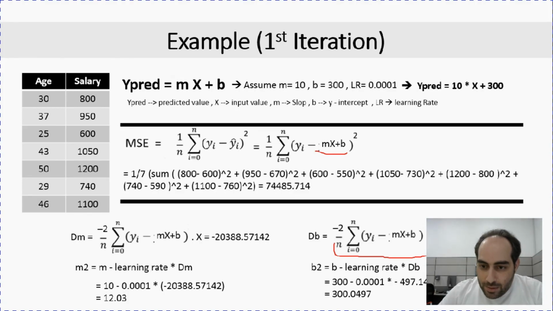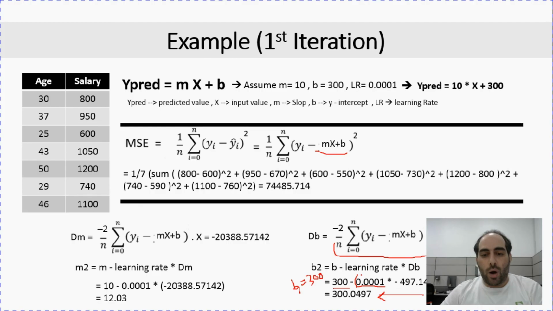Okay, again bringing that value here. So what we have is the old value of b minus the learning rate multiplied by the partial derivative of the error with respect to b. We will end up with this value. So what was the original value of b, which is b1? It was 300. And now after this, it is 300.0497. So there is also a small change between the previous and the new value.